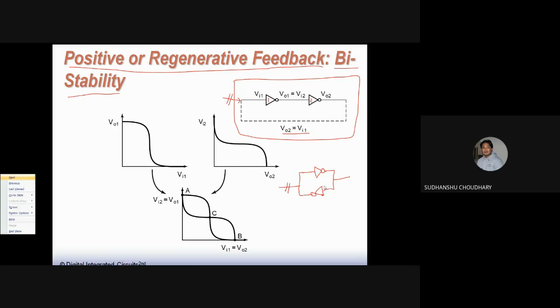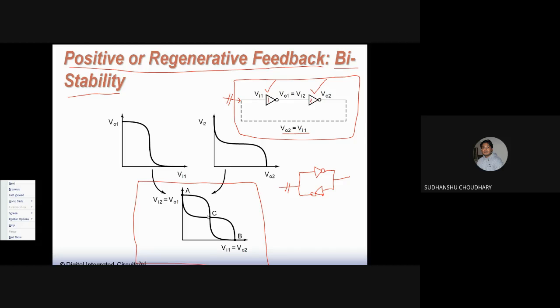Okay. Now, if you try to draw the VTC of inverter 1 and inverter 2, and then overlap them by mirroring the VTC of inverter 2, you get this kind of picture. So this we had seen earlier also. This is the overlapped VTC after mirroring the VTC of inverter number 2.